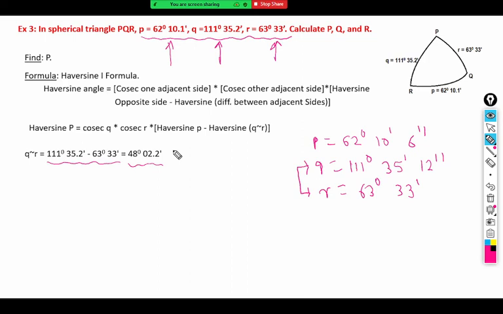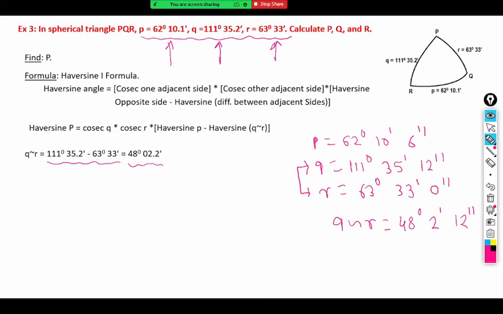Yes, you have to press 0 second here. Whenever there is no second on calculator, you have to press 0 second there. Okay, that way. So I pressed now 111 degree, 35 minutes, 12 second minus 63 degree, 33 minutes, 0 second. And I got the answer, this q minus r is 48 degree, 2 minute and 12 second.